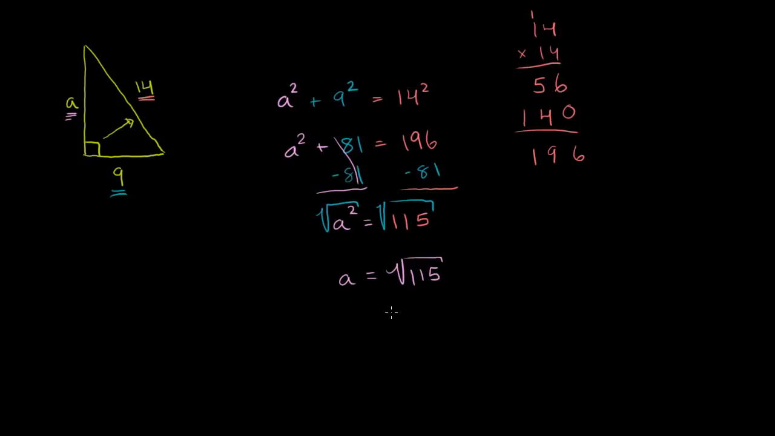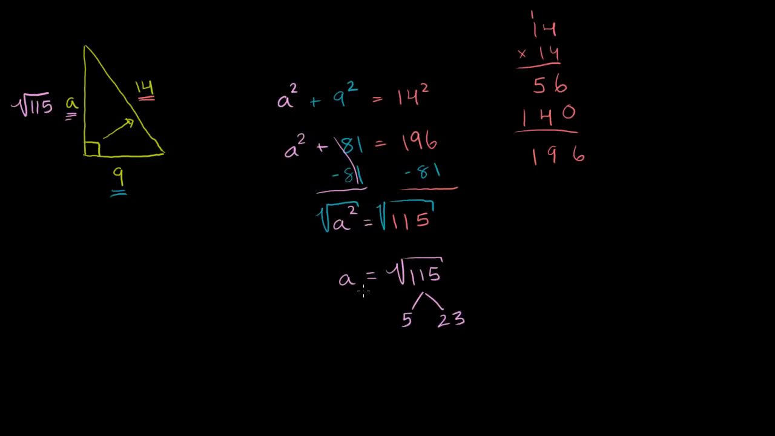And let's see if we can break down 115 any further. So let's see. It's clearly divisible by 5. If you factor it out, it's 5 times, and then what does it divide? 5 goes into 115 23 times. So both of these are prime numbers, so we're done. You actually can't factor this anymore. So a is just going to be equal to the square root of 115.